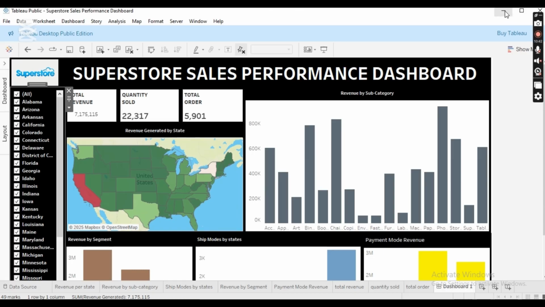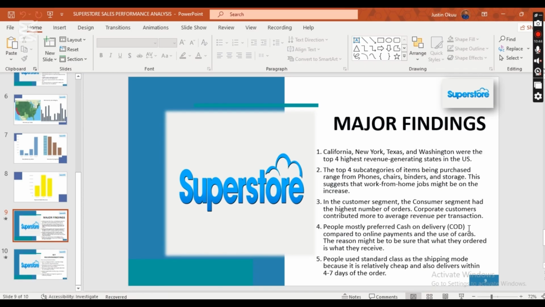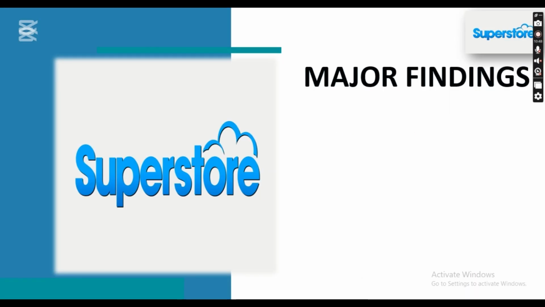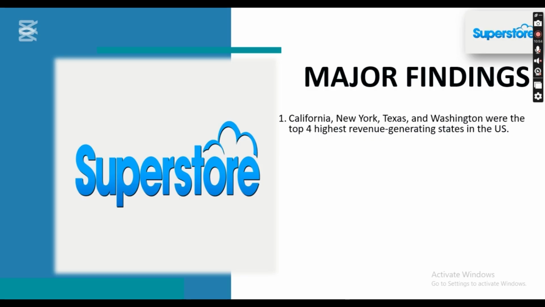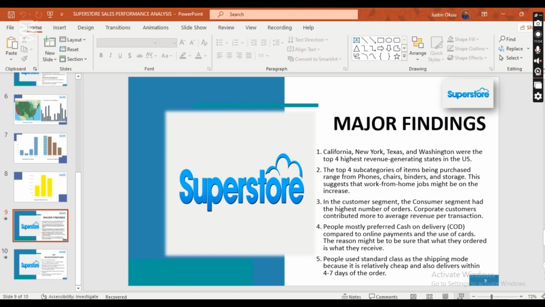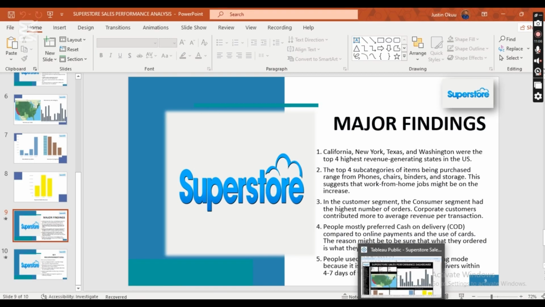All right. So let's go to the findings. Some things that we'll find out are based on few things I've actually said, but let me go ahead to expatiate more. Some of the things we'll find out: California, New York, Texas, and Washington were the top 4 highest revenue generating states in the US. Let's go and confirm. Let's go back to the dashboard so that you can see that.